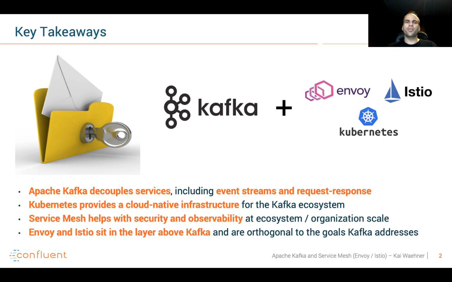A service mesh helps with security and observability, and that's really at ecosystem or organization scale. So this is totally orthogonal or complementary to Kafka and its ecosystem, and for both server and client side. And I will talk mostly about Envoy and Istio, which are one layer on top of Kafka, then using and building a service mesh. But we will also talk about Linkerd and a few other technologies here.